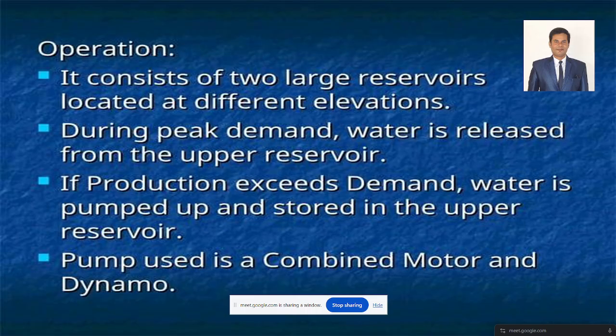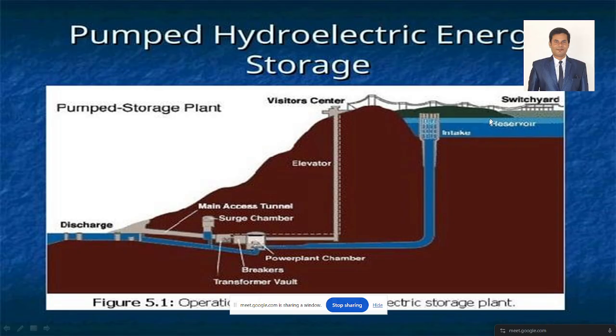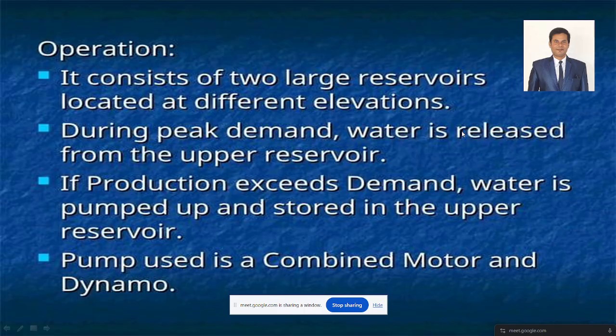So during peak demand, the water is released from the upper reservoir, right? When the production exceeds the demand, the water is pumped and stored in the upper reservoir. If the demand is very high, the production will also exceed it, and that is when we have to store the energy in the upper reservoirs. Here you can see a reservoir and the switch yards where you store your hydro energy, that is, water, right?